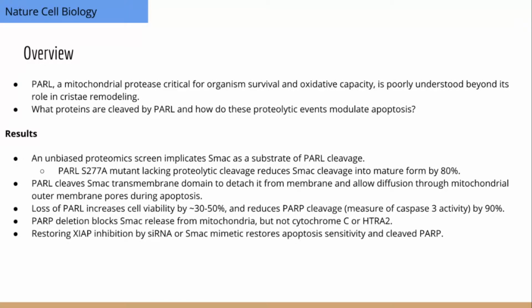And it also reduced the amount of PARP cleavage, P-A-R-P cleavage, by about 90%. Remember, PARP cleavage indicates caspase 3 enzymatic activity, and the loss of PARL caused PARP cleavage to drop by 90%. So they further interrogated what's happening, and they found out that the reduced apoptotic sensitivity observed in the PARL knockouts was due to Smac remaining in the mitochondria. And thus PARL deletion prevented Smac release from the mitochondria.